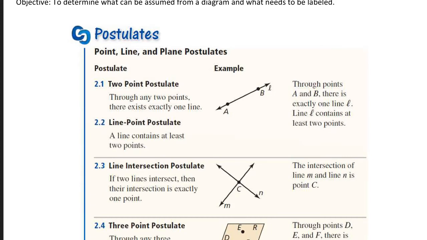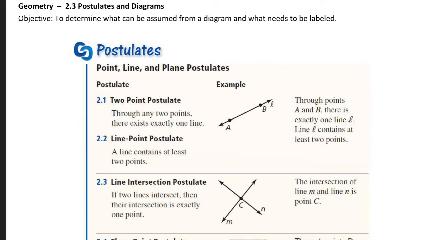Okay, so we are into Unit 2, Lesson 3, and this lesson concerns postulates and diagrams. Postulates are rules that we accept without proof. They are basically accepted properties that we have talked about from the beginning of the year, but today we're going to formally put some names on them, and we are going to use them to help us read diagrams. And this is an important skill in geometry. So today we're going to determine what can be assumed from a diagram and what needs to be labeled.